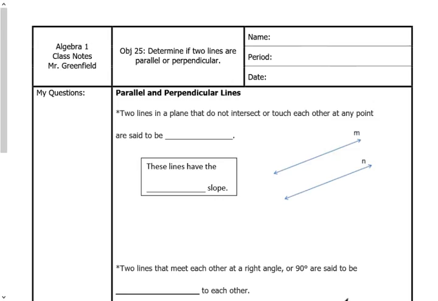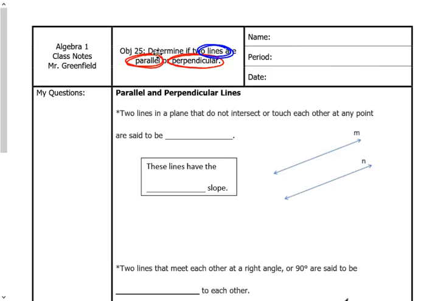In Objective 25, we're going to determine whether two lines are parallel or perpendicular. So we're talking parallel versus perpendicular in this objective. And the other key part here I see is that we're talking about lines, so we're going to be talking about linear equations as well. So we'll want to think back to what is parallel versus perpendicular. And that's really what the notes here are.